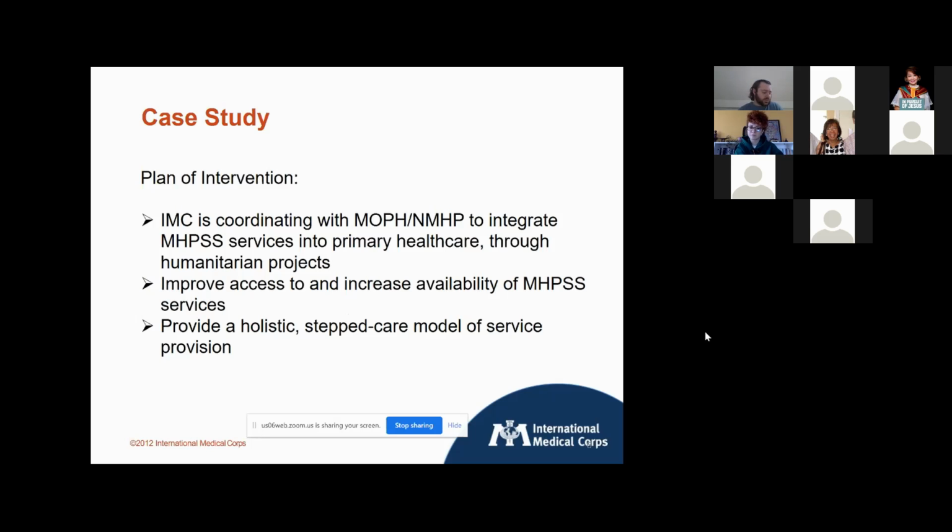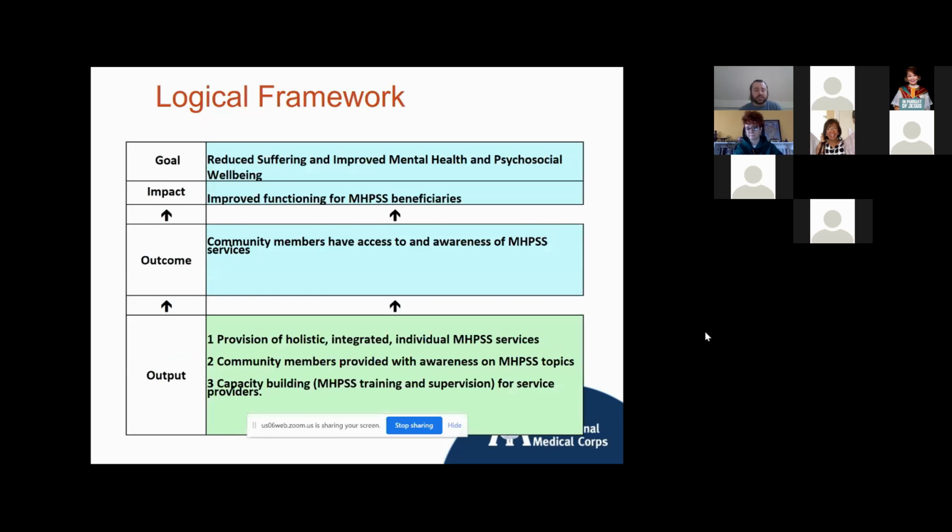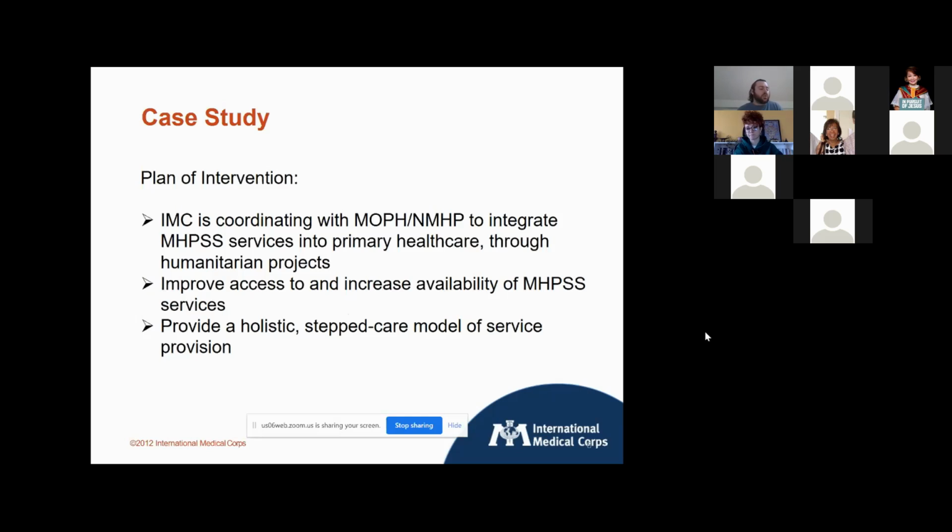We try to provide as holistic a model of MHPSS services as possible, including psychiatry, psychotherapy, mental health case management, brief psychological interventions, counselling, as well as community outreach and awareness raising activities, which aim to increase awareness of MHPSS services, MHPSS needs within the community, so that people know if and when they or somebody that they know may need MHPSS services, and they know how to access these services.